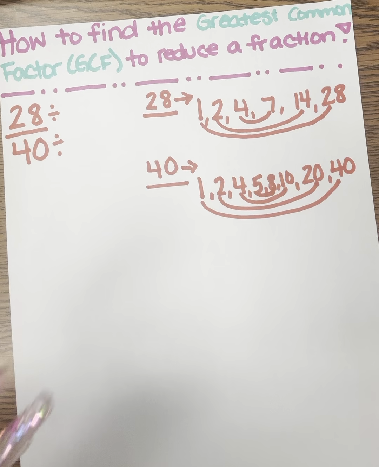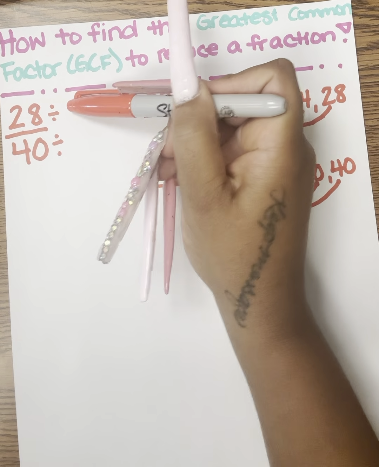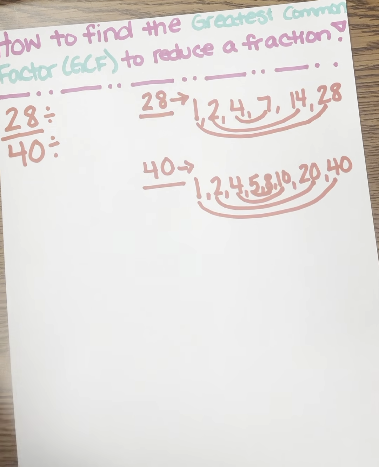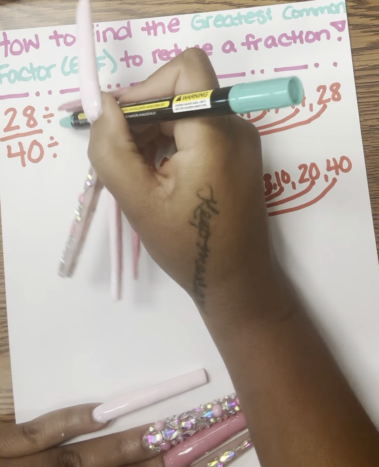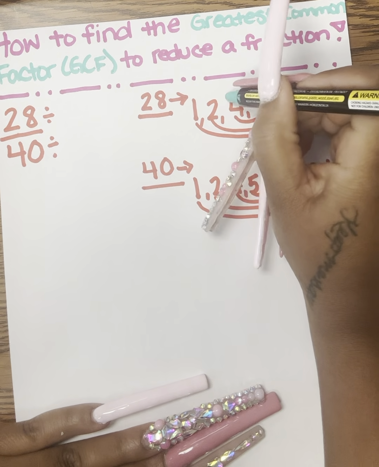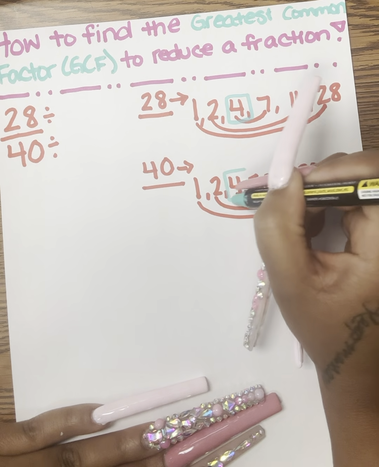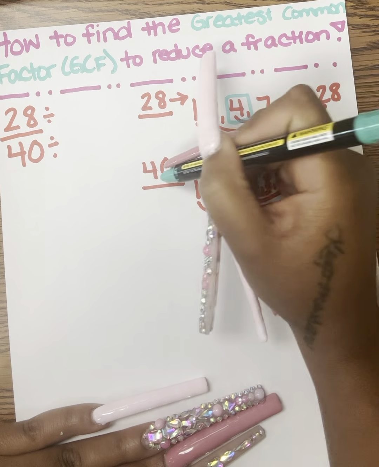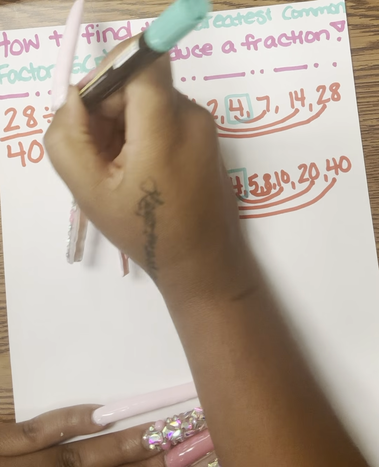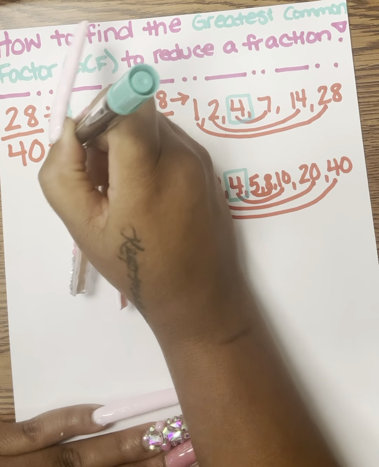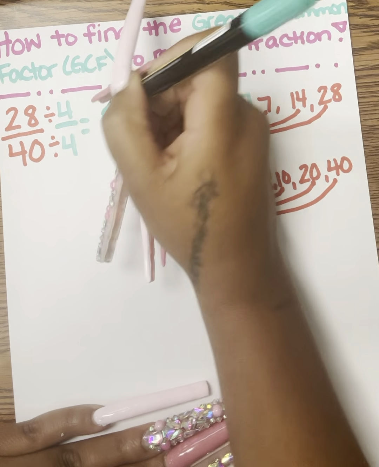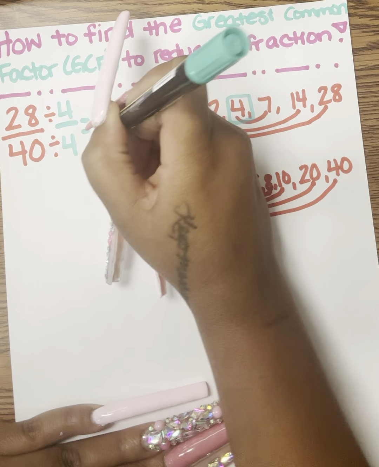So when we're thinking about what factor is the same in both, it is 4. 4 is common in both 28 and 40. So if I divide by 4 at the top, I can also divide by 4 at the bottom, which gives me the reduced fraction 7/10.